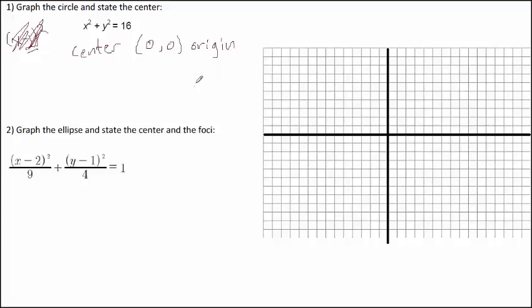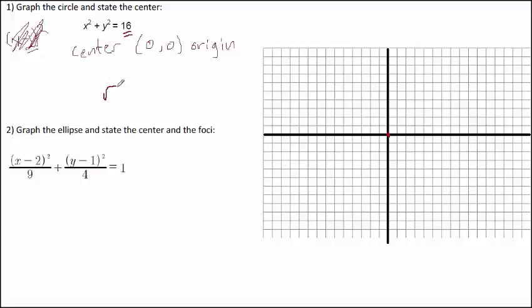The other thing we are asked to do is to graph the circle. Graphing it means you first plot the center, which we know is the origin over here. Then we have to figure out what the radius is. The radius squared is this number, which means the radius is the square root of it. The square root of 16 is 4. It's actually plus or minus 4, but since it's a distance, you drop the negative number.